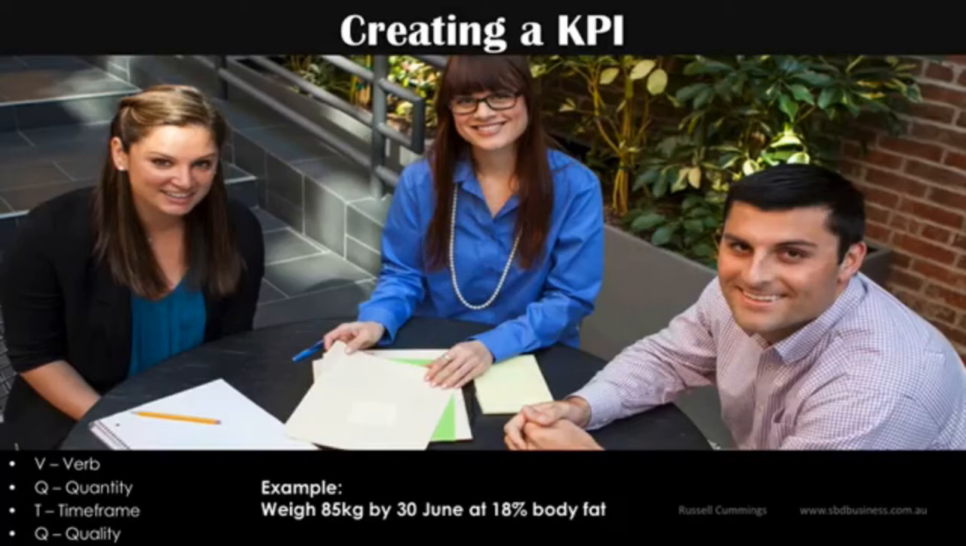Sometimes you won't have a quality measure or a quantity. You may have just one of the Qs. That's okay. It might just be weigh 85 kilos by 30 June, or it could be at 18% body fat by 30 June. Your choice. But sometimes they're more powerful if you combine them, because just weighing 85 kilograms by itself may not be enough. You actually may want to get your body fat down.